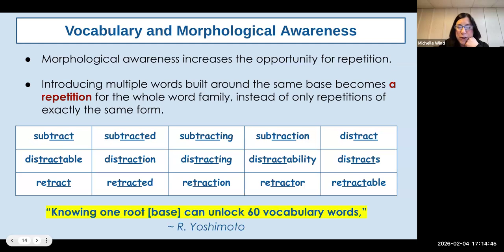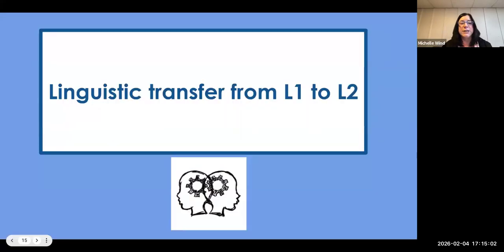And this is just quoting Ron Yoshimoto at one of the workshops he went to, who said that knowing one base can unlock 60 vocabulary words. So it really would help make your teaching much more efficient at building vocabulary if you're teaching these morphological structures. So Kelly's going to take us through linguistic transfer now.